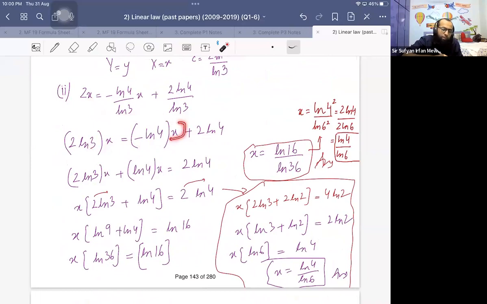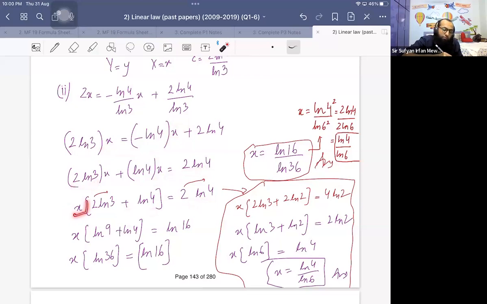Then if we need to find the exact x coordinate, we need to gather all the x terms together on one side. So 2 ln 3x plus ln 4x is equal to 2 ln 4. Take x as common. Now (2 ln 3 plus ln 4) x is equal to 2 ln 4.